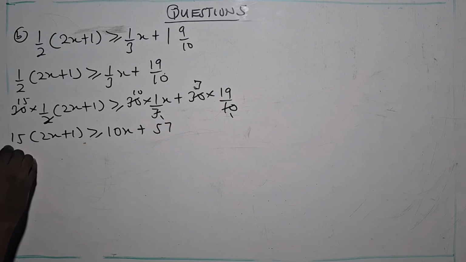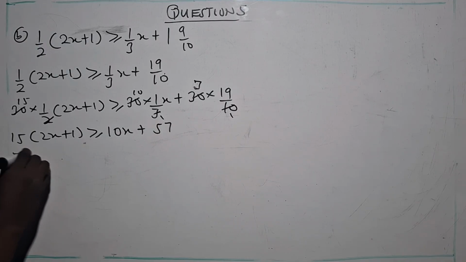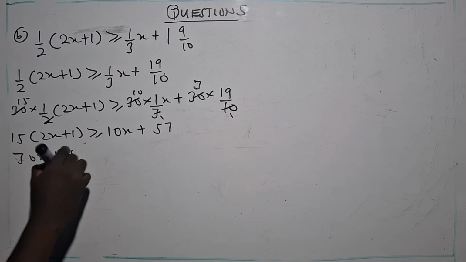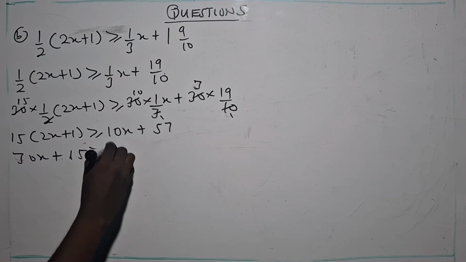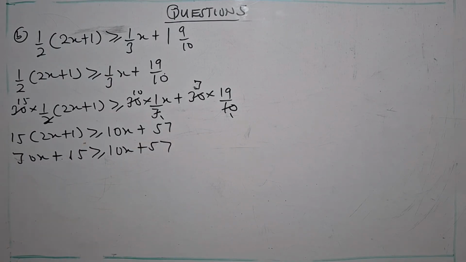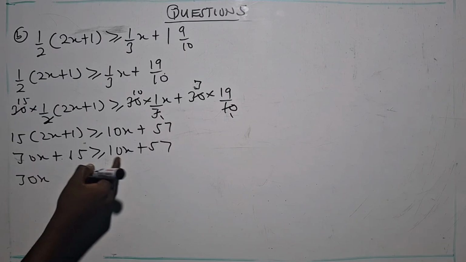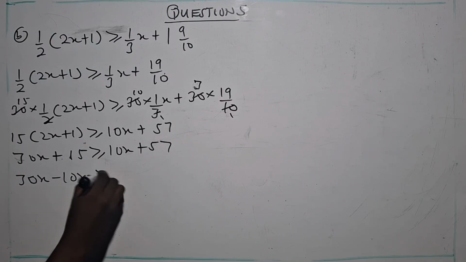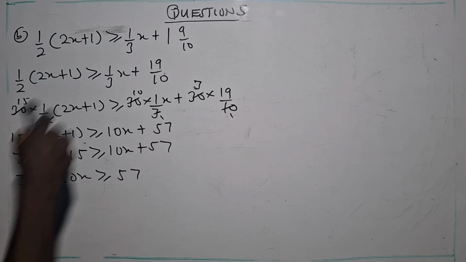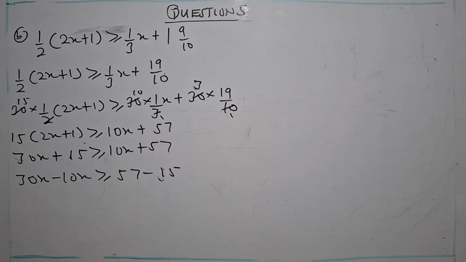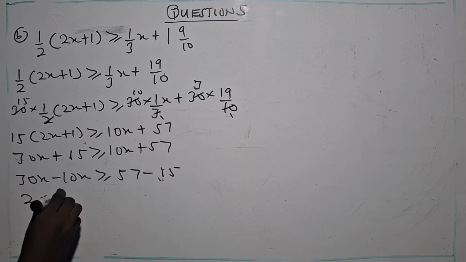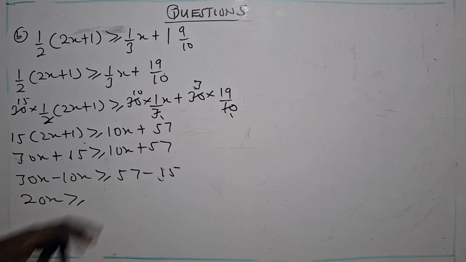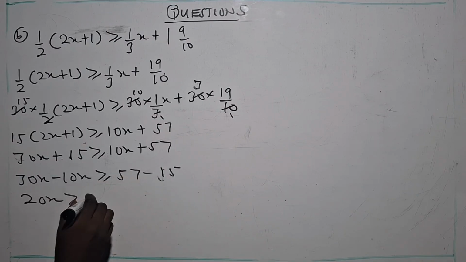Then let me open the bracket. This one gives me 30x plus 1 times 15 is 15 greater than or equal to 10x plus 57. What do I have to do here? Here I have to group like terms. So 30x, this positive coming here, negative, greater than. Now 57, this also comes here, minus 15. So this will give me 20x greater than or equal to. Now 57 minus 15 is going to give me 42.